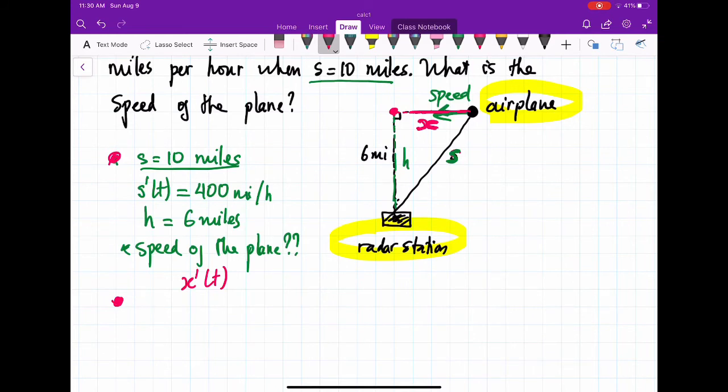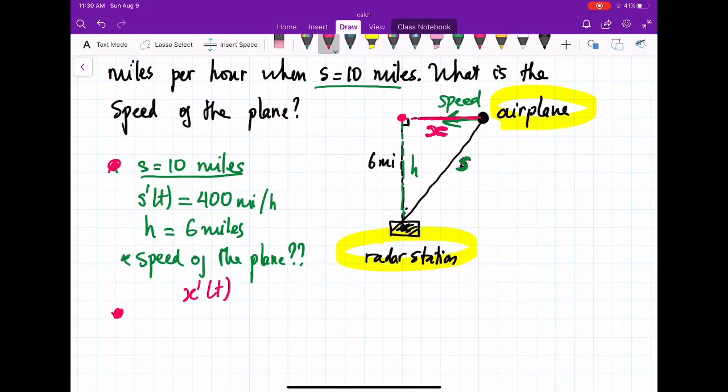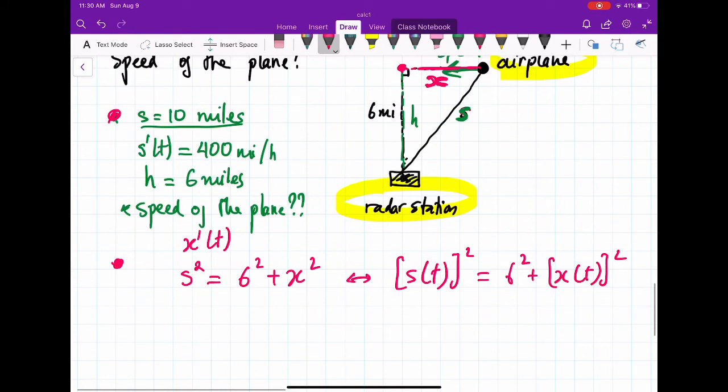Second step, we need to write some equation. So we need to find equations from the problem and from the picture right here. And if you use the Pythagorean theorem, you have the following equation: S squared equals 6 squared plus x squared. Is that correct? Of course, I can write s(t) squared equals 6 squared plus x(t) squared, because x and s are functions of t. Okay, so we finished the second step.